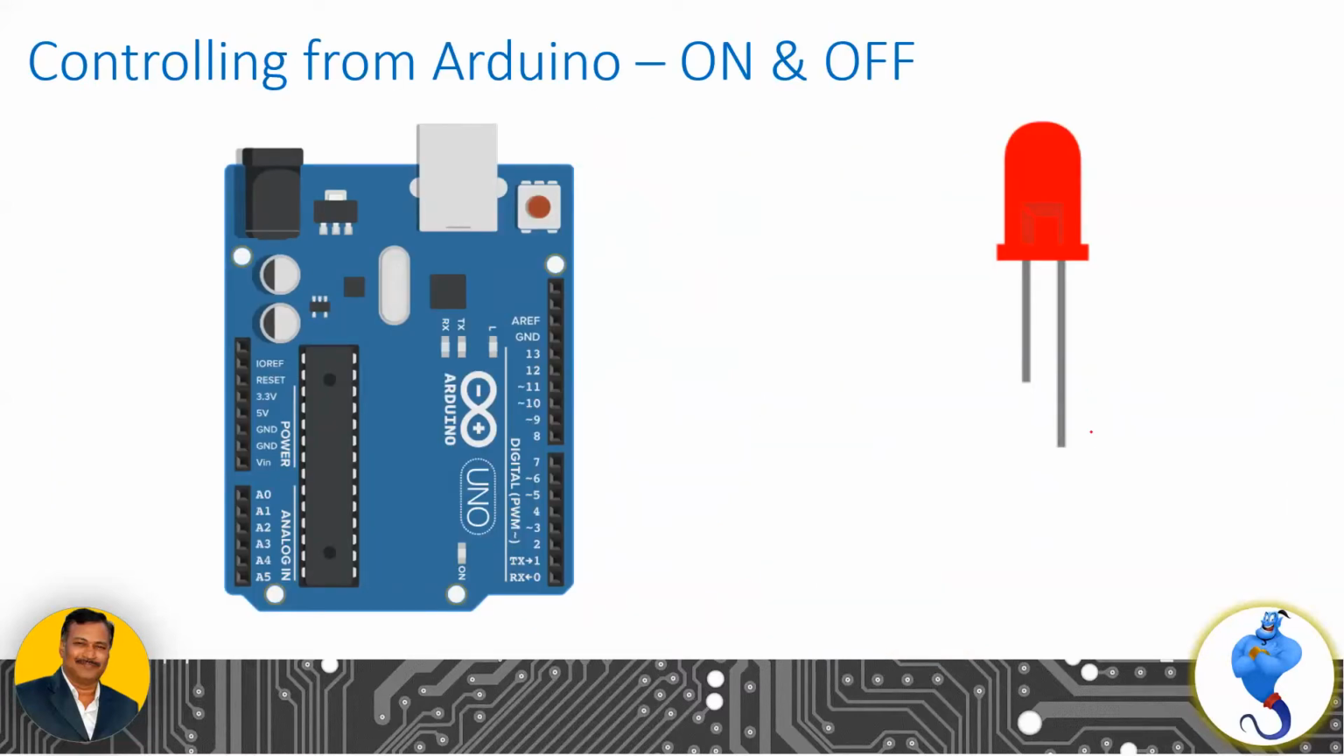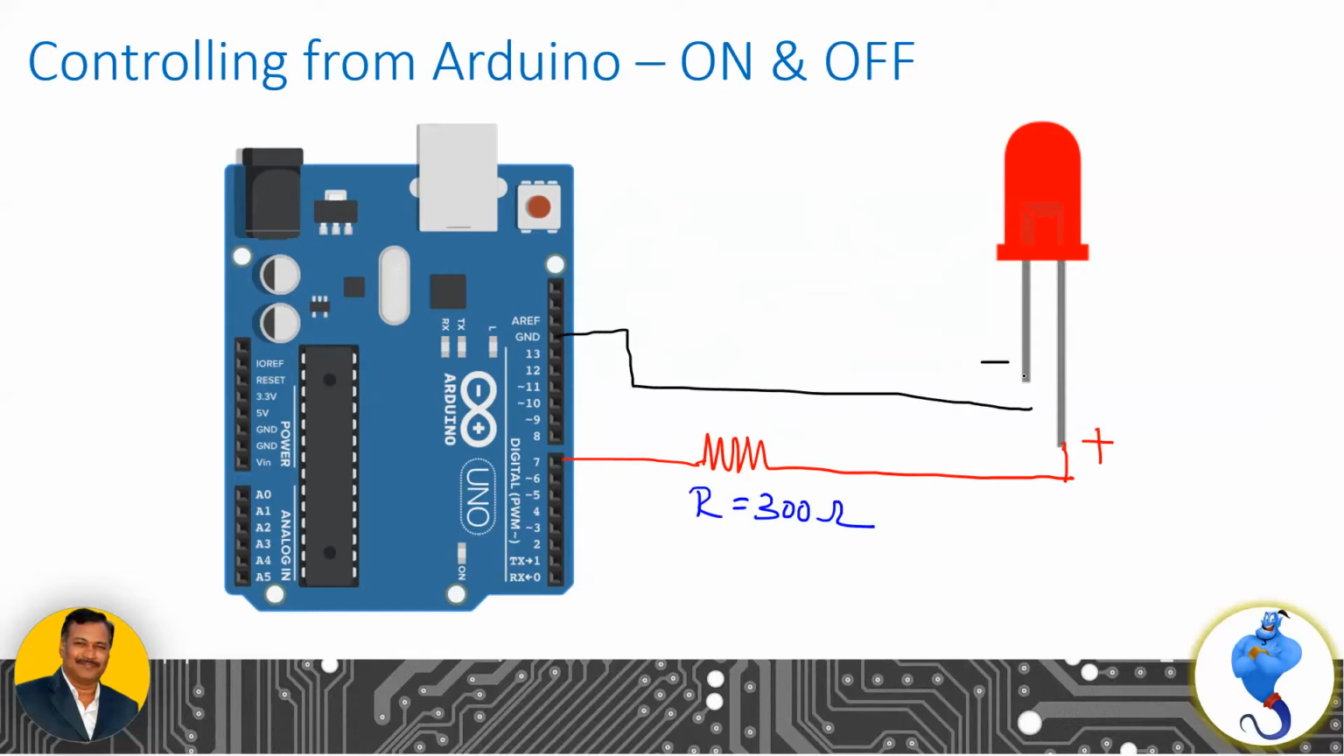So this is my anode terminal, or the positive terminal. This is my cathode terminal, or the negative terminal. So what I do, I take any digital IO pin, in this case the 7th pin, I take a resistor, I connect that in series, and then I connect the other end of the resistor to the positive terminal of the light emitting diode. And we have already calculated that this value of resistance R is equal to 300 ohms. And the negative terminal of the light emitting diode, I connect to the ground terminal of the Arduino. We have a ground terminal here. So the ground terminal is connected to the negative terminal of the light emitting diode. So this is how we connect a light emitting diode to the Arduino.